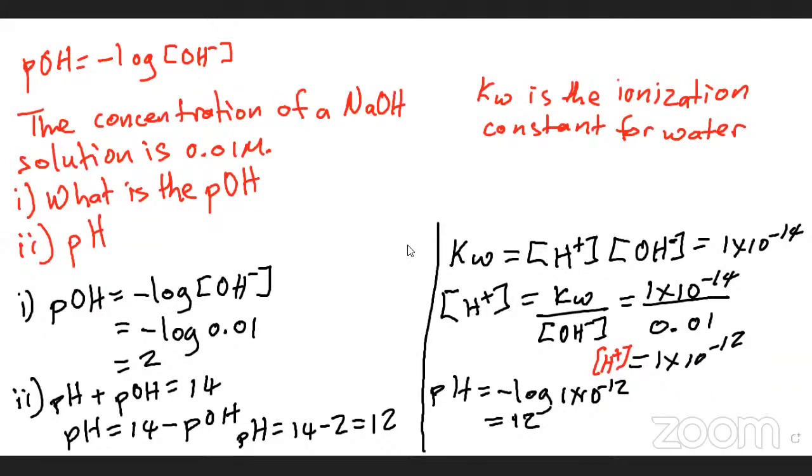Regarding KW, because they can ask you for the equation. Water itself ionizes, so it can dissociate. You'll get H plus and OH minus. So this is where you get the equation from, the ionization constant for water. Now remember, for your equilibrium, we don't want water in the liquid state here. So it is just H plus times OH minus. If they ask you for the equation to show the ionization of water, this is the equation you use.